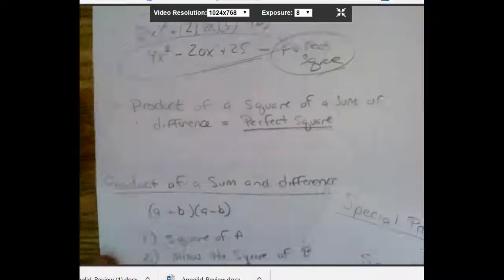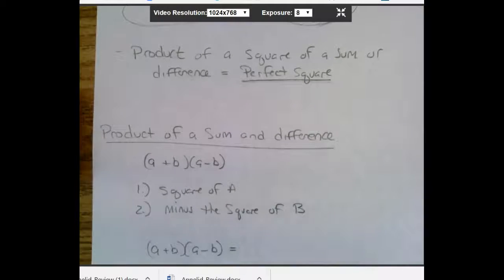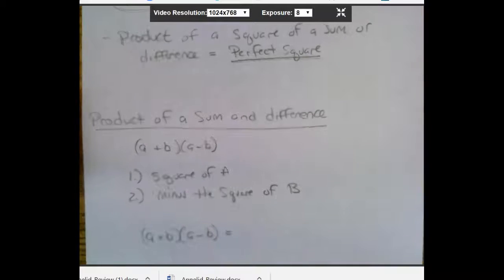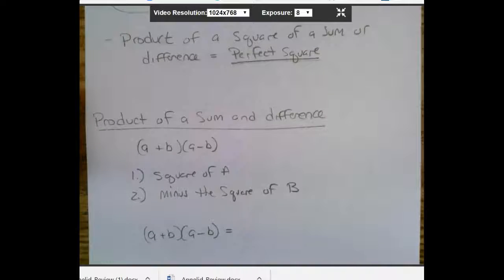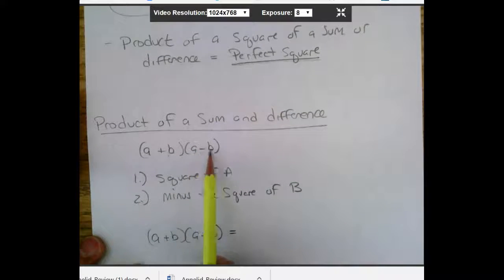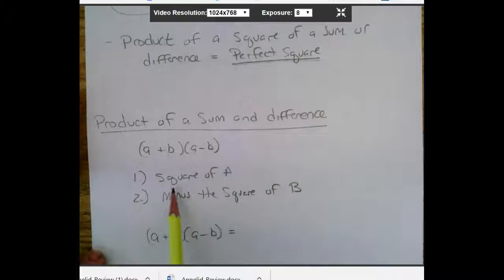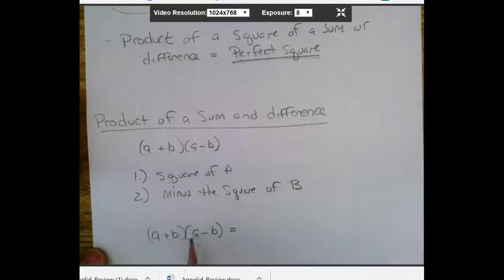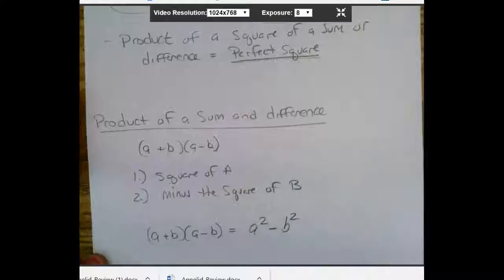Let's add one more thing. We have a product of a sum and a difference. This would be a plus b times a minus b. For this, we get the square of a, a times a, which is a squared, minus the square of b, b squared.